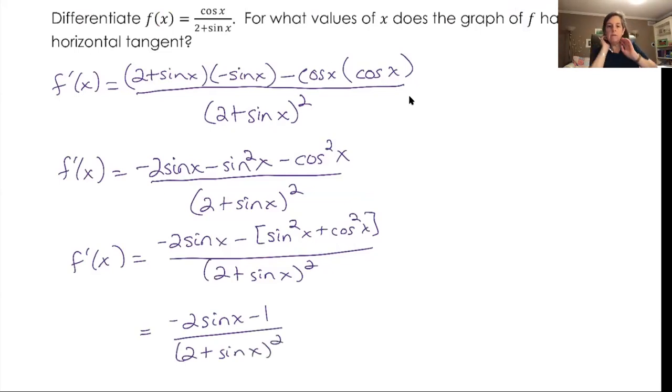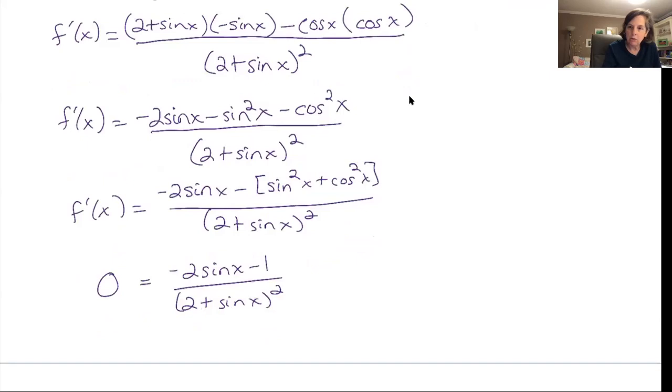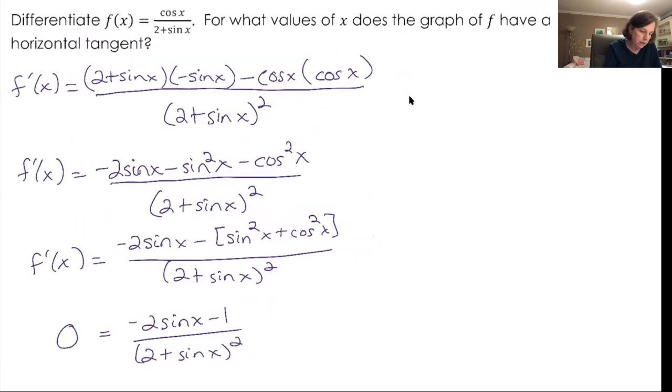So that's my derivative, and I want to set it equal to 0. Now, the only way that a fraction is equal to 0 is if your numerator is equal to 0. So all I really care about is this numerator being 0. So this would mean that 0 must equal -2 sine x minus 1.